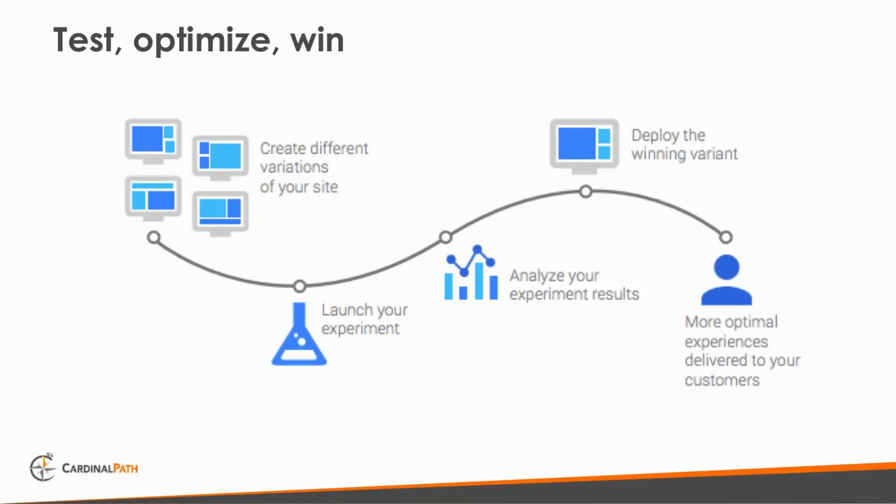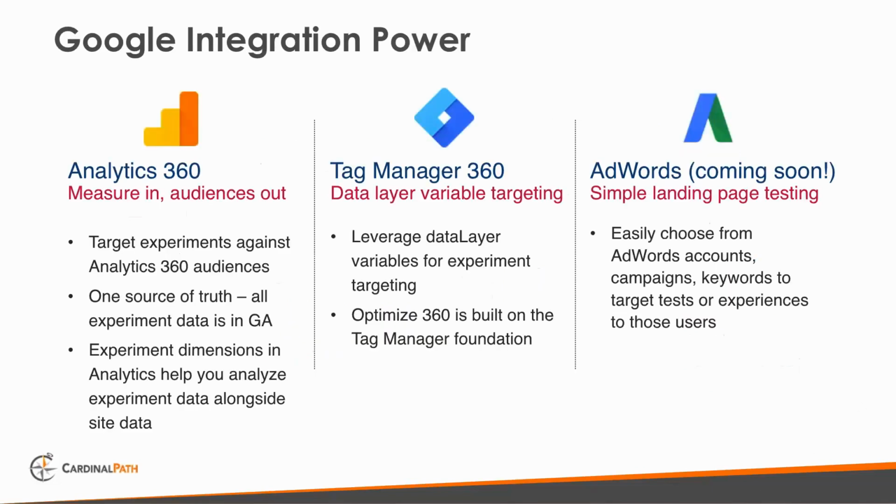So we want to help you create those variations of your site really simply, launch that experiment against those metrics that you have, have a really easy way to analyze your experiment results and get as deep as you want, and then deploy that so that you can have those more optimal experiences. Let's go on to the next slide, Dave. And as Dave mentioned, a lot of what we're trying to do with Optimize is make this as simple as possible to get started.